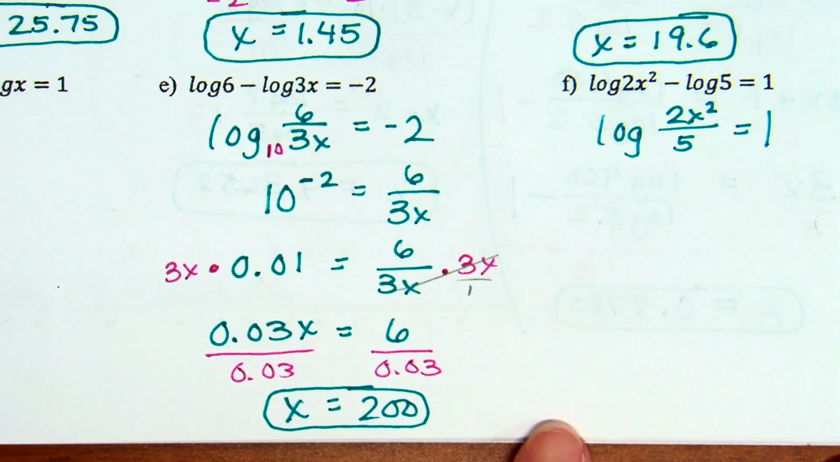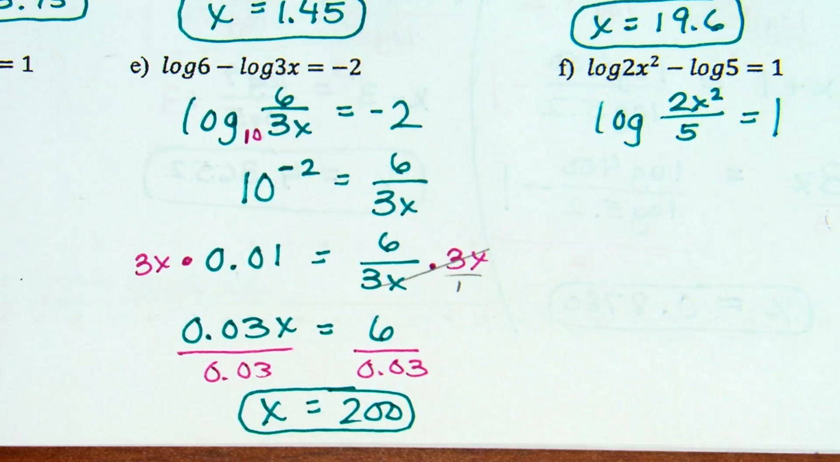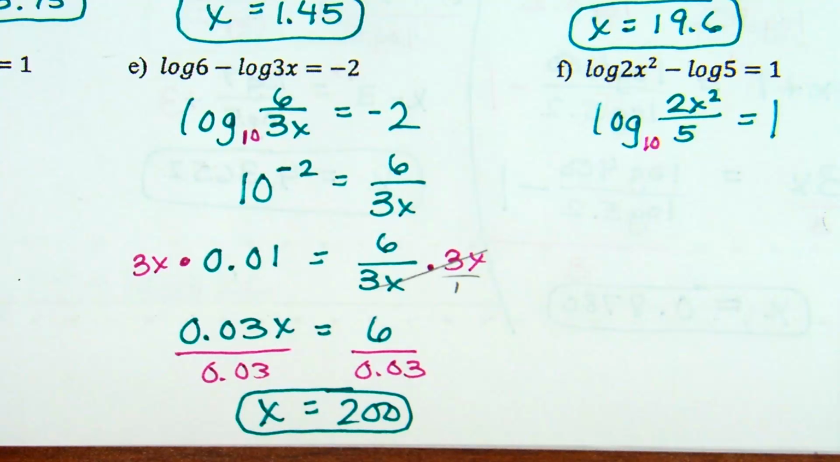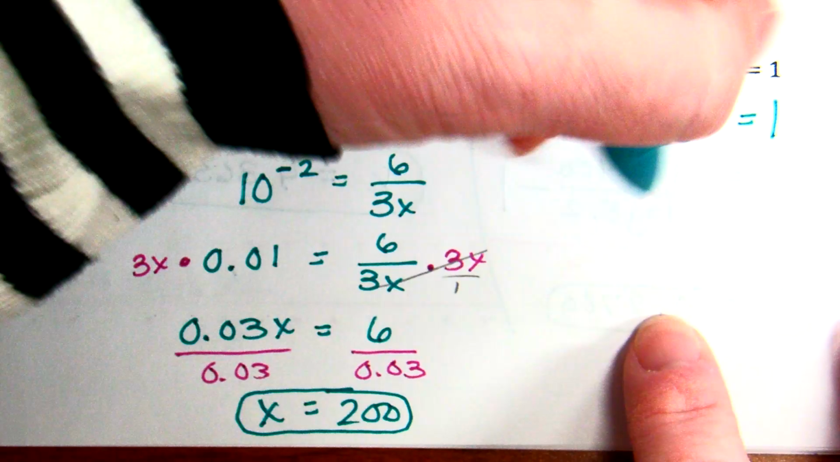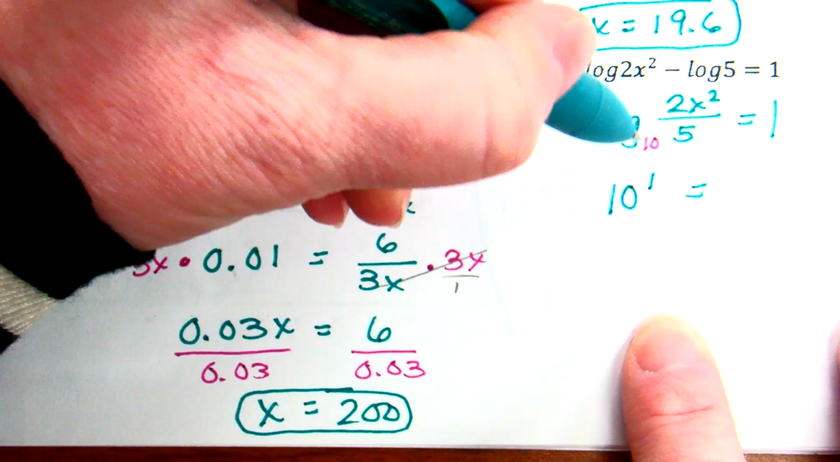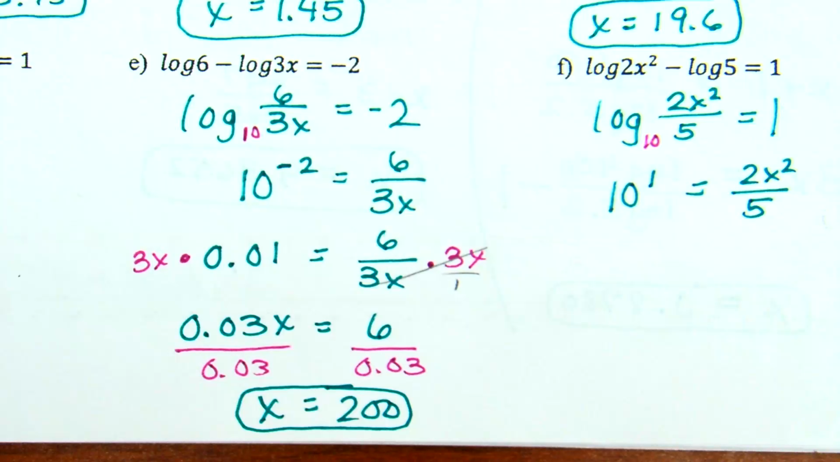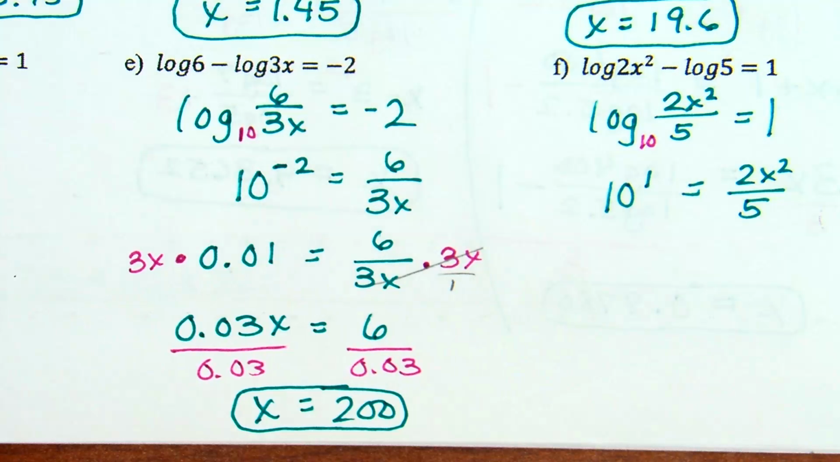We have 1 log, so now we're going to do, what's my phrase? Left, right, middle. Again, invisible base of 10. So tell me what that left, right, middle is. 10 to the first, so left to the right equals the middle. What's middle? 2x squared over 5. Well, good news. 10 to the first is just 10.